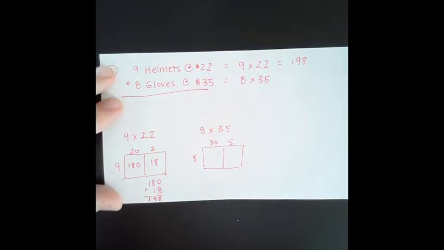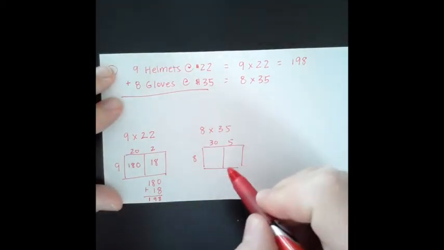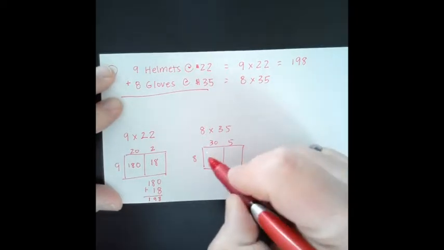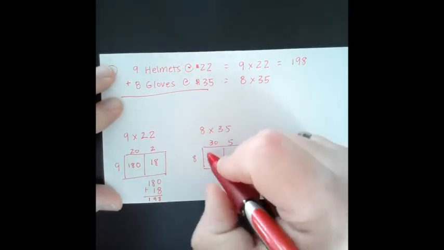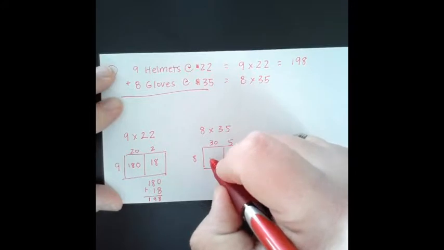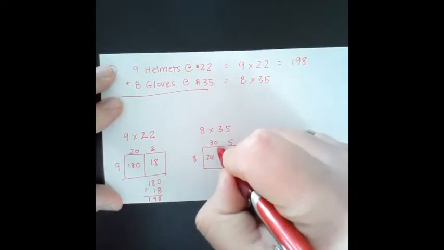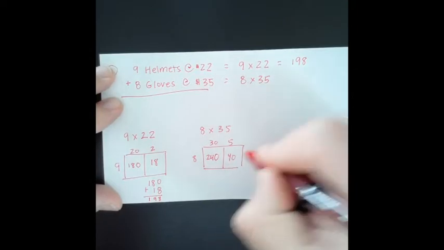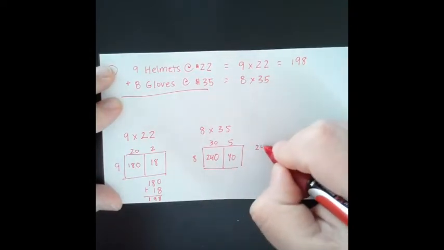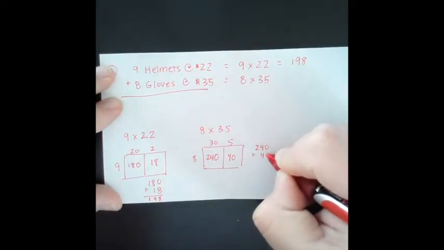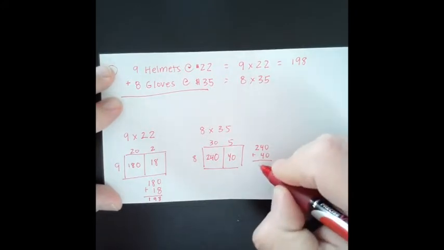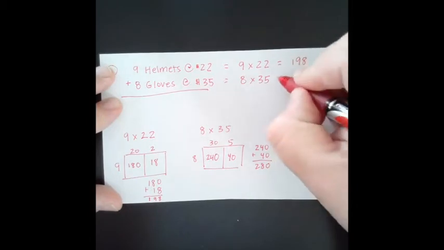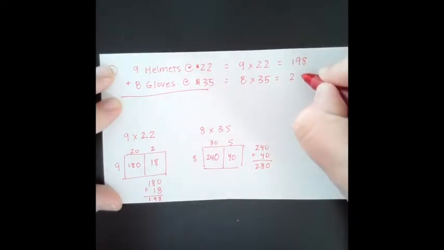Now 8 times 35. So again, I went and made my rectangle, put the 8 on the side, broke apart my 35 into 30 and 5. 8 times 30 is 8 times 3 is 24. Extended fact would be 0. 5 times 8 is 40. So I'm going to add 240 plus 40, and I can do that quickly in my head. That's 280. So 8 times 35 equals 280.